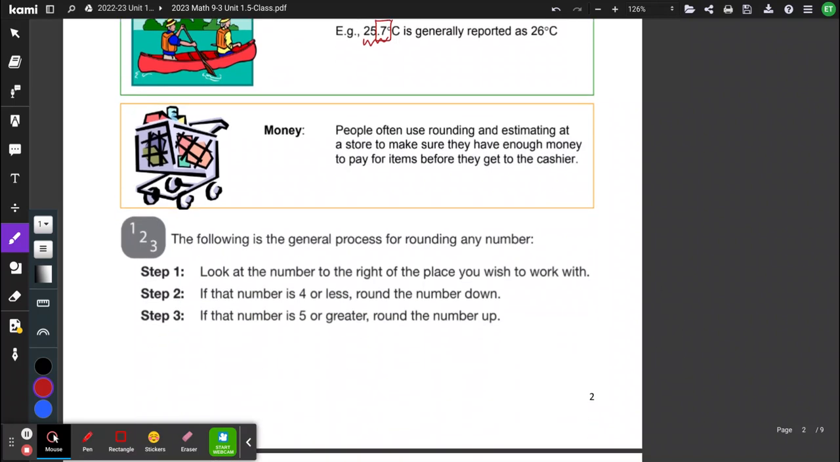So money is a big one because when you go shopping, you never want to take more to the till and then be embarrassed and say, oh, I don't have enough money. Now I got to put some things back. That's no fun. So instead of putting things back, we try to round things up in our brains, or we have our phone calculators out so that we know that we don't go over the money we have. Okay, so money's a big one.